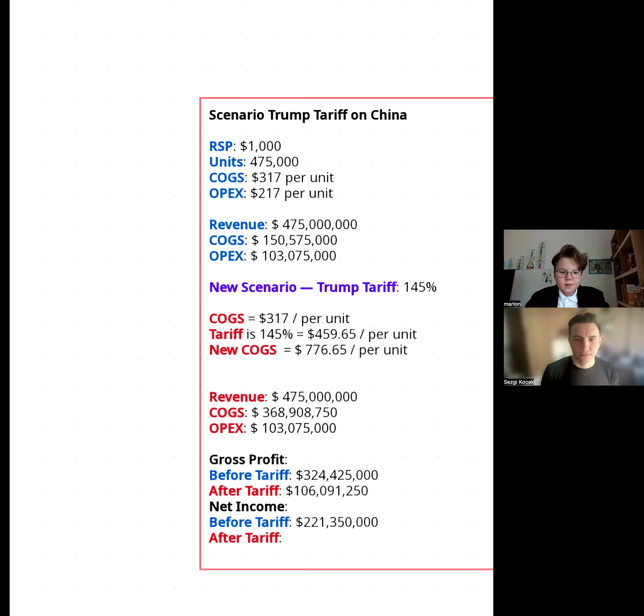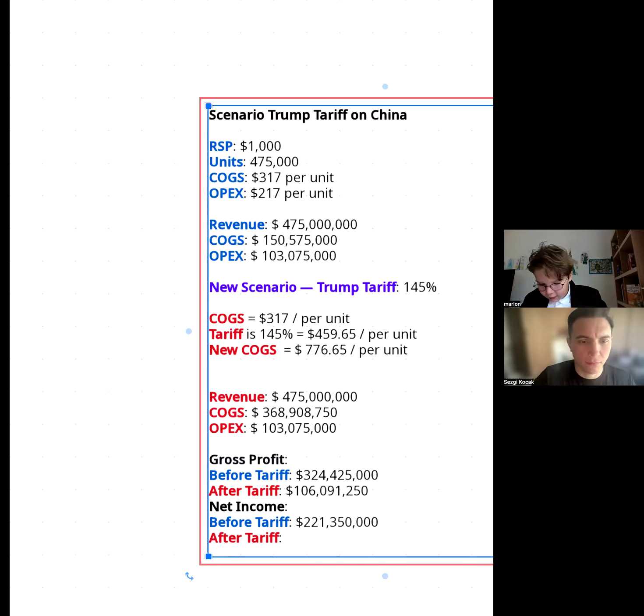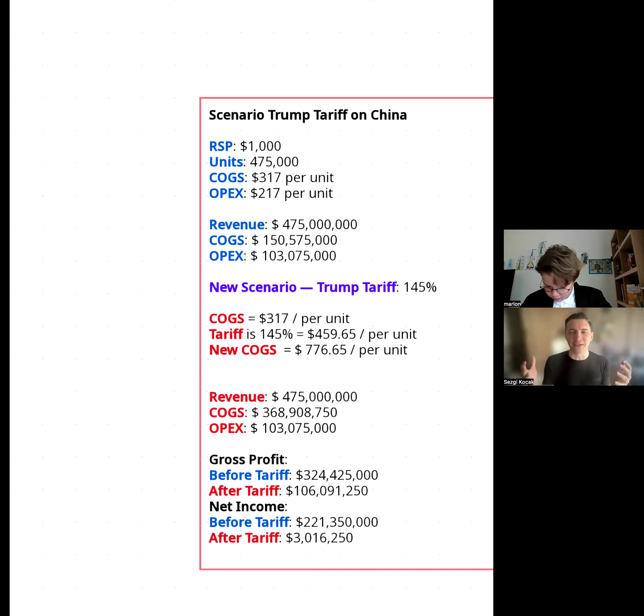How about net income? To get to net income, it's gross profit minus the OPEX, the same OPEX. So it would be 3,016,250. What? Are we calculating it correctly? This is crazy. I just double checked the calculation. That is correct. It's not even, oh my God, 3 million, such a low number.